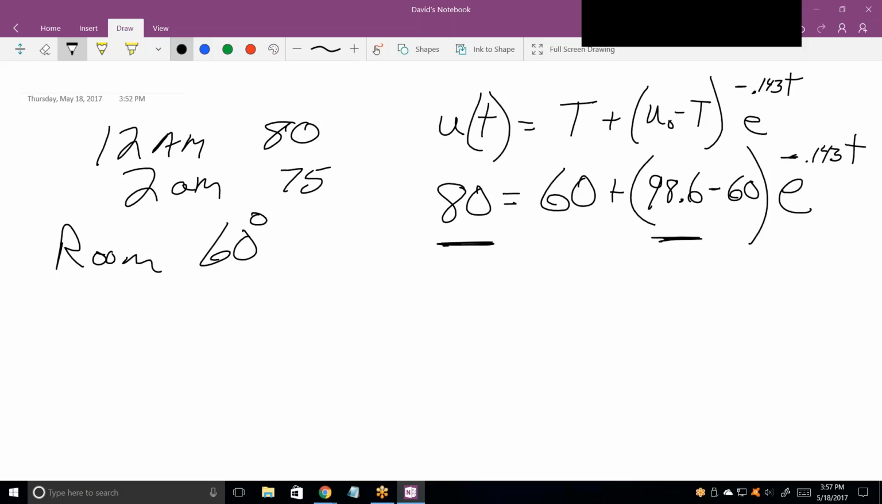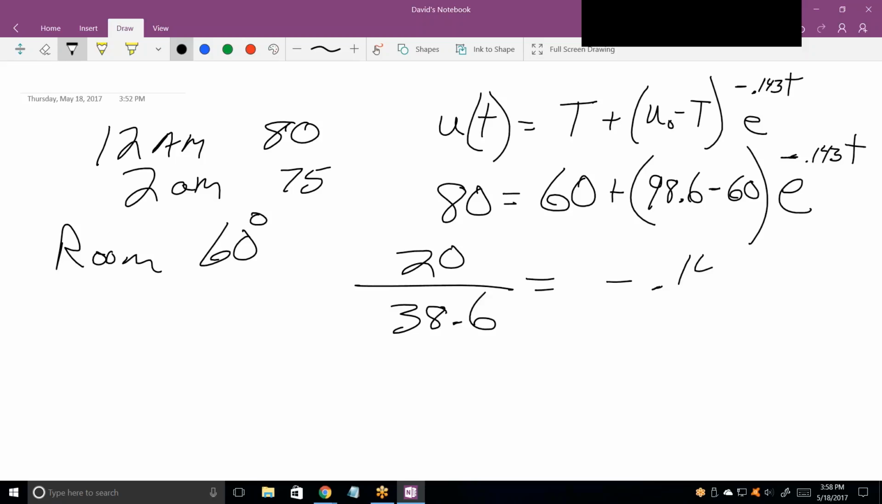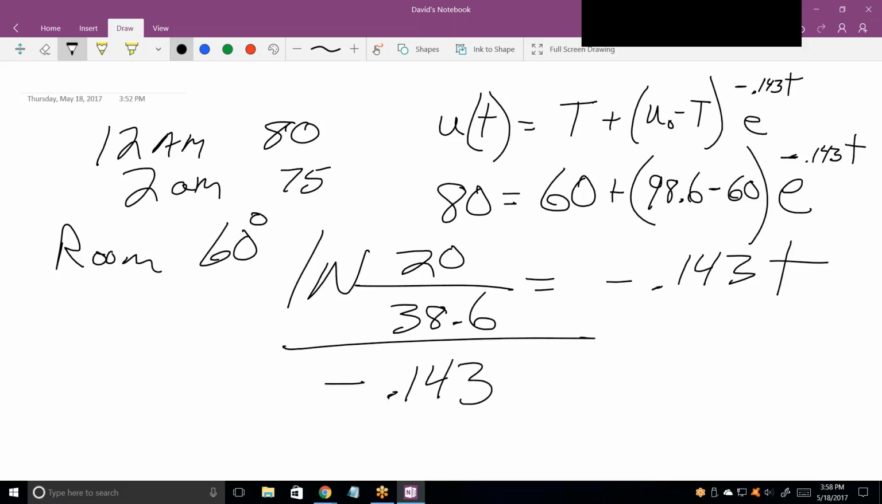Living body to 80 degrees. And when he died, he was not at 80 degrees. He was at 98.6, so that's 38.6. The k applies to that person only. So I can figure out how long it took to get from 98.6 to 80, as long as the surrounding room was still at 60. So that gives me 20 divided by 38.6 equals e to the minus 0.143t, and I'm taking a few shortcuts here because time's running out. We take the natural log of that and divide by minus 0.143 to get the time it took to go from 98.6 to 80.